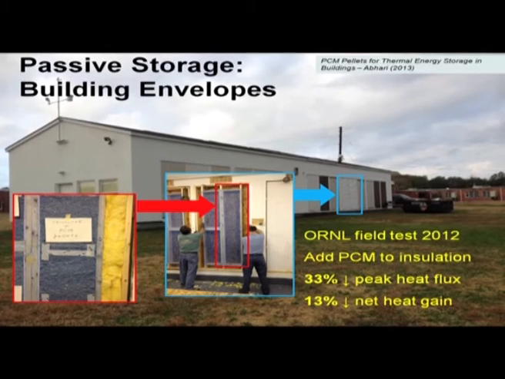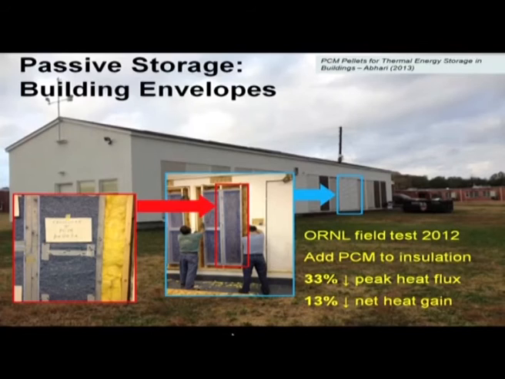So, this is what they showed, that adding PCM to the insulation actually reduced the peak heat flux by 33% and the net heat gain by 13%. Why? Because part of the heat was absorbed by the phase change material. Okay. And this was just the wall itself having one layer where they have cellulose and PCM pellets.